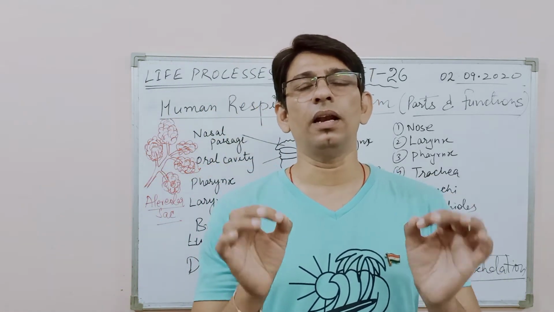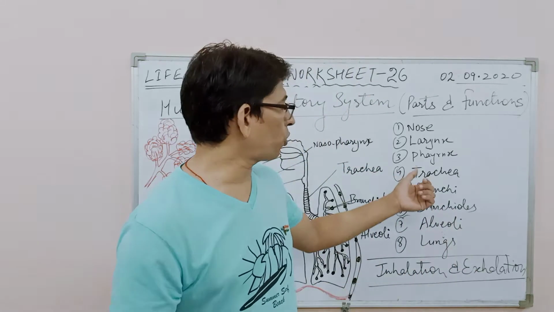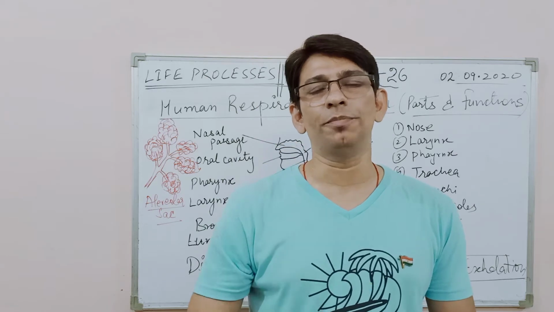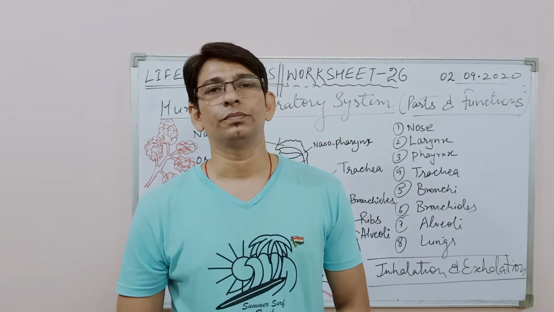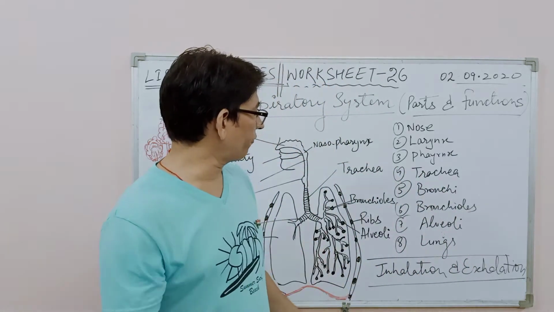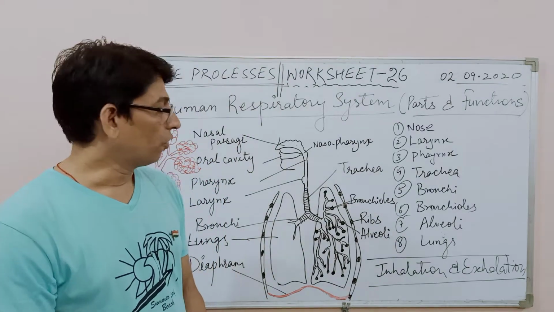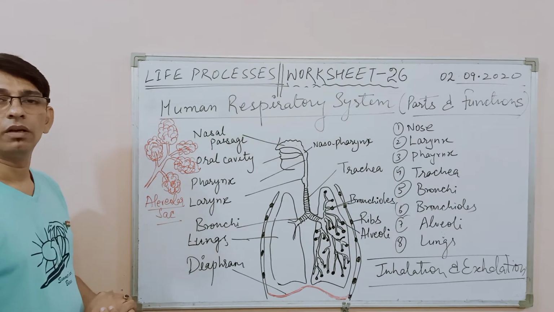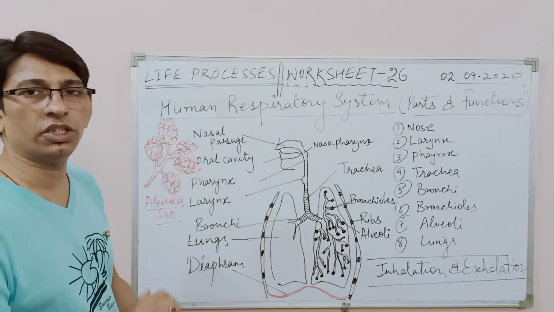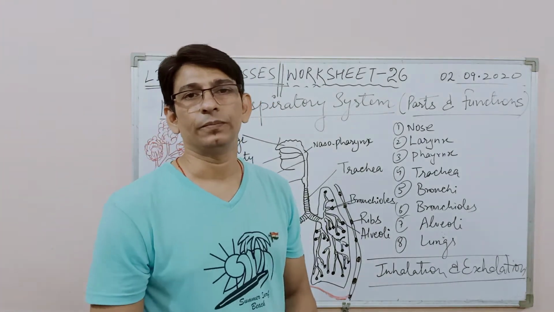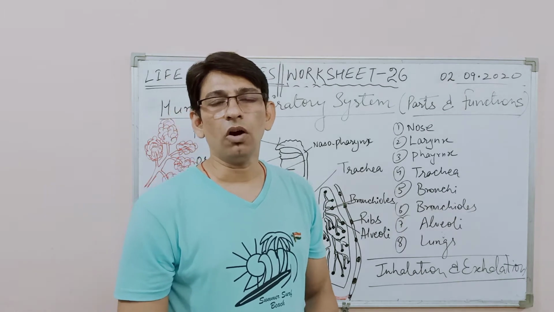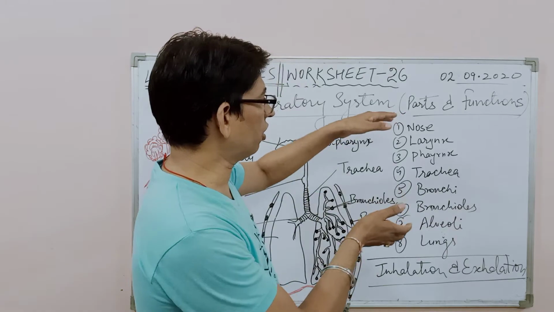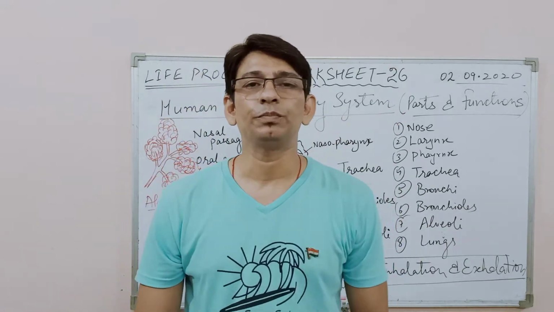After entering the lungs, these bronchi terminate into a large number of finer tubes called as bronchioles. At the tips of each bronchiole, there is a sac-like structure, balloon-like structure called as alveoli. Now let us try to understand what are the functions of these different parts.